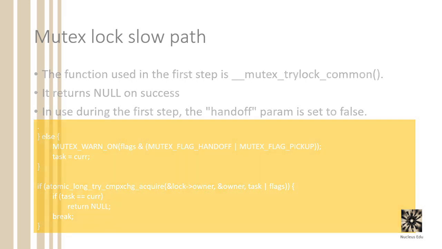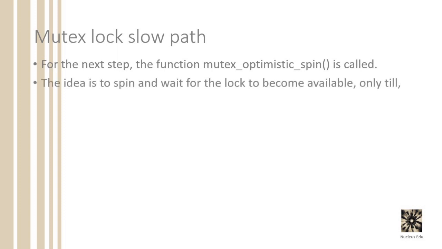Now let's move on to the next step, which is the optimistic spin. And for the next step, the function used here is mutex_optimistic_spin. Right, and as I mentioned, the idea here is to spin and wait for the mutex lock to become available. But we cannot do that for a long time. We have to set a criteria for this spinning and waiting.